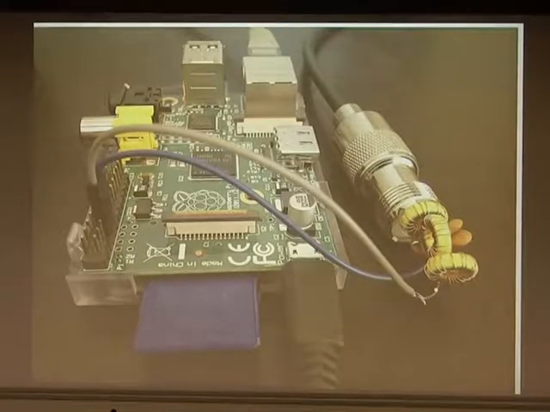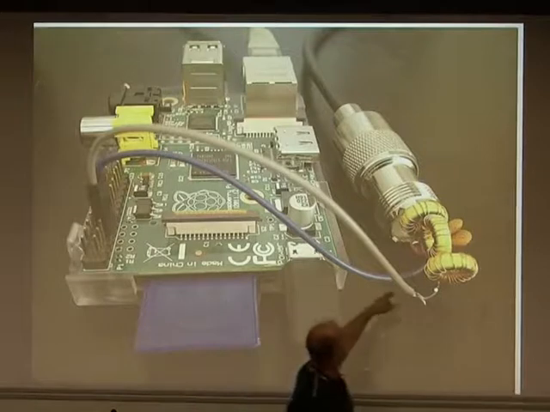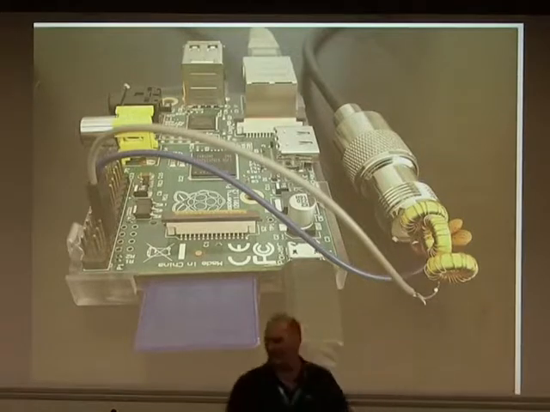Oh, that's the Raspberry Pi thing. So you've got, as I said, an antenna up here, and there's some filtering to make it reasonable.